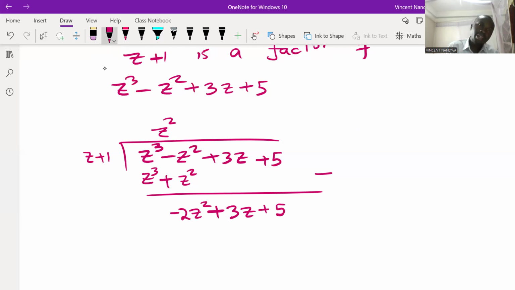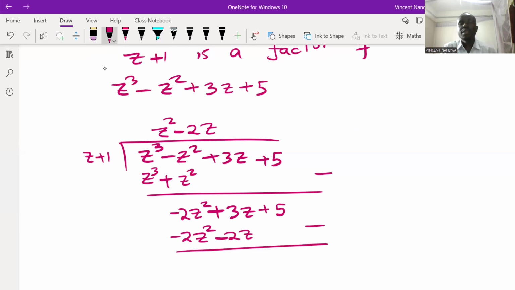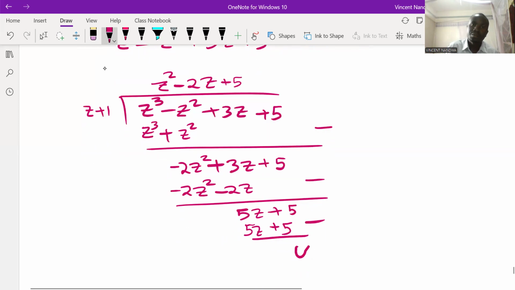Then we need to multiply minus 2z by z to get minus 2z squared. So I'll have minus 2z squared. Minus 2z times 1 is minus 2z. Then we subtract in the usual way. So I'll have minus 2z squared minus minus 2z squared is 0. 3z minus minus 2z is 5z, then plus 5. So I need to multiply this by 5 to get 5z. And then 5 times 1 is 5. So when I subtract here, I get 0.